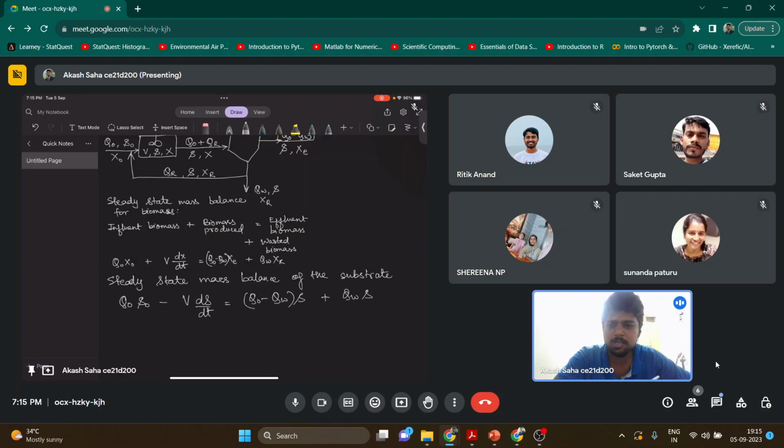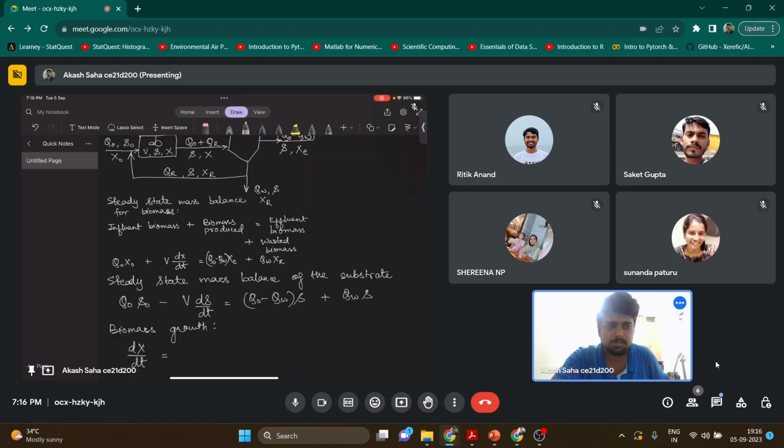So similarly, we will write the mass balance for the substrate also. The only difference is for the case of biomass, it is being produced, so we wrote plus dx by dt. But in the case of substrate, it is being consumed to produce the new biomass, so it is minus ds by dt. Now we will write the equation for biomass growth. We have introduced a term dx by dt, so we will see what is dx by dt.